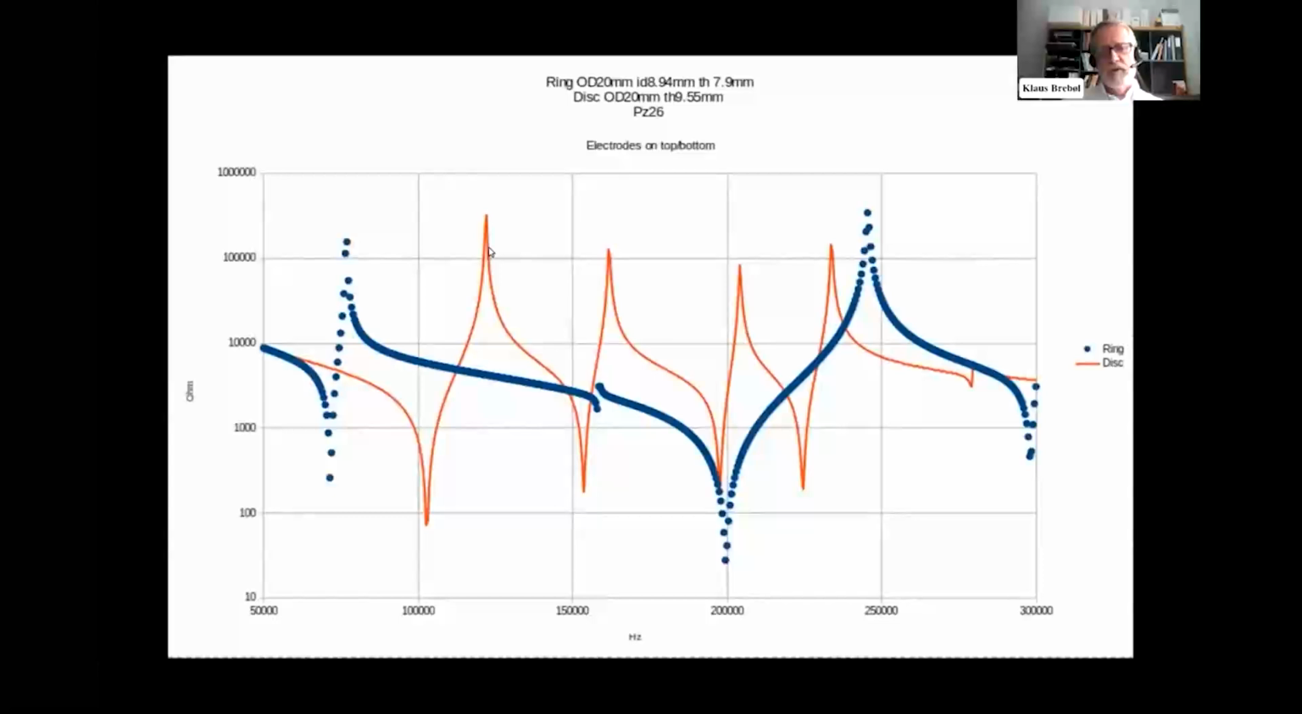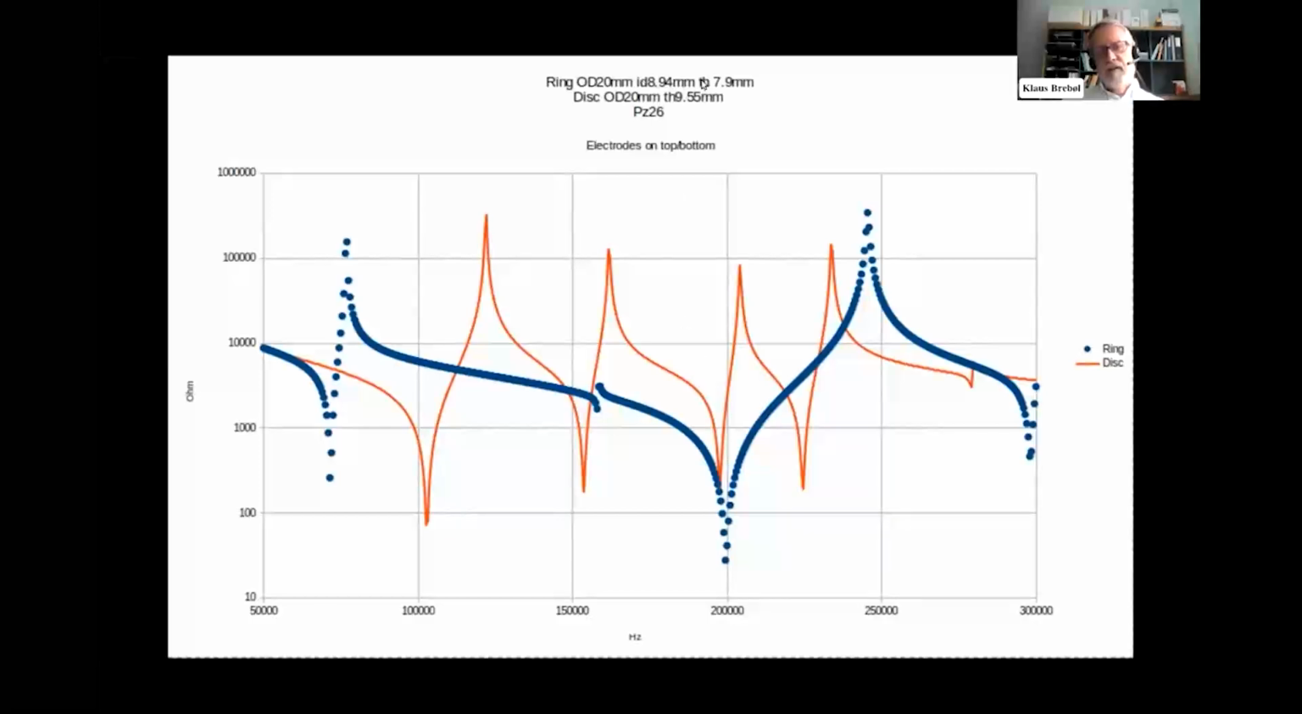We have the original disk in the background, and then we have a ring simulated here. This is the blue curve, which I don't know if you can see it. I have something on top of this, but okay, here we are. The original disk was 20 millimeters in diameter and around 10 in thickness. The ring is 20 millimeters in diameter again, a little bit less in thickness, and there is a hole in the disc of approximately 9 millimeters.